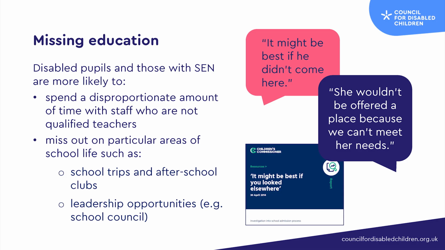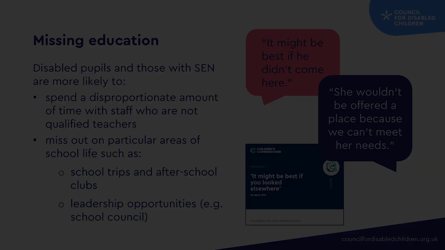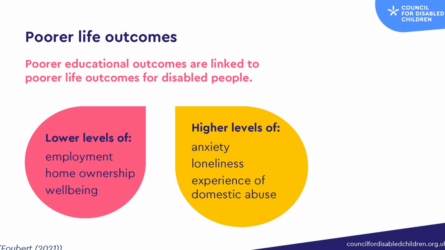These examples remind us that exclusion isn't only about official suspensions or permanent exclusions. It can also happen through day-to-day decisions that reduce access to teaching, to enrichment, or even to a school place. Under the Equality Act, those patterns can amount to discrimination, where disabled pupils are denied equal access or treated less favourably. All of the evidence we've just looked at, slower progress, higher rates of exclusion and absence, and the way pupils with special educational needs and disabilities miss out on wider school life, contributes to poorer educational outcomes overall.